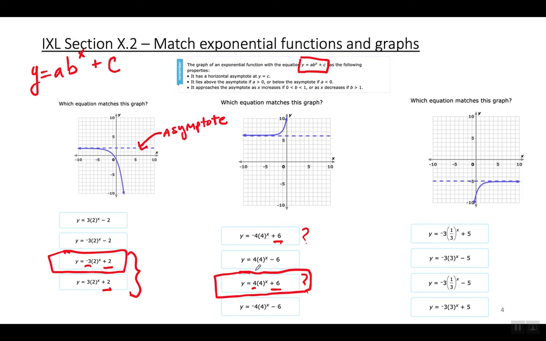All right, so look at this one. Here's my asymptote at negative 5. So my answer is one of these two.